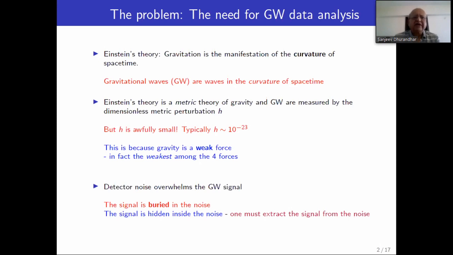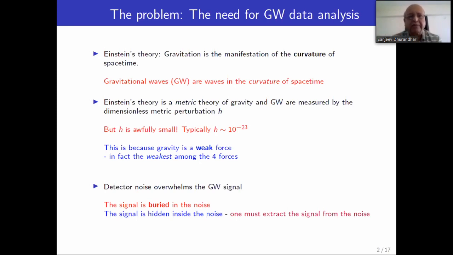So why is h small? That is the point. h is small because gravity is a weak force. It's the weakest force that we know. We know there are something like four forces. One of them is the electromagnetic, which you know so well. There is another force, the strong force, which keeps the nucleus together, all the protons, which are, say, positive charges.